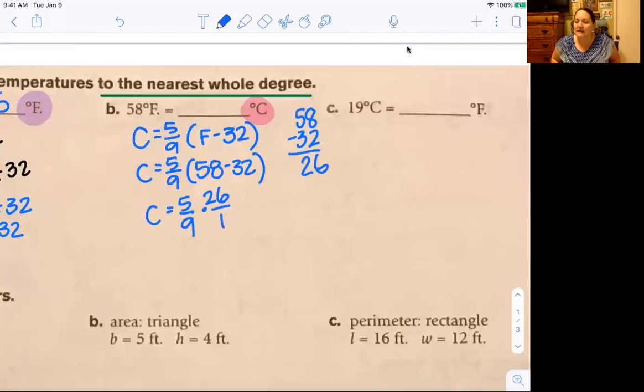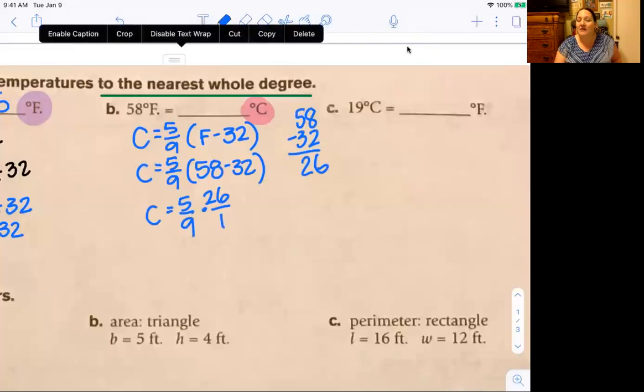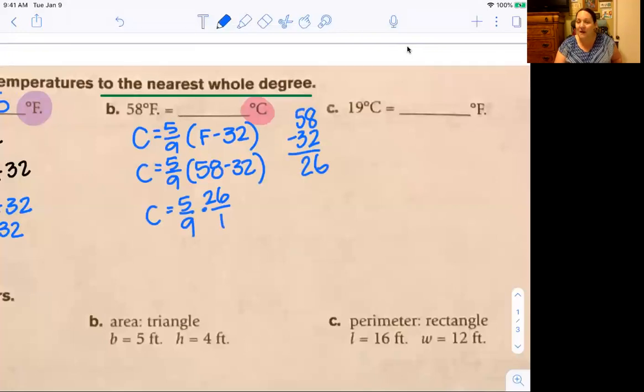Now, do 26 and 9 share any common factors? No, they do not. So in that case, what we're going to do is we're going to do 5 times 26 and then divide by 9. Okay? So let's do that. 26 times 5, I'm just going to use the 26 I have here. 6 times 5 is 30. 5 times 2 is 10, plus 3 is 13. So we get 130. So Celsius equals 130 divided by 9. What do we do now? We divide. Yeah, it says right there, right?